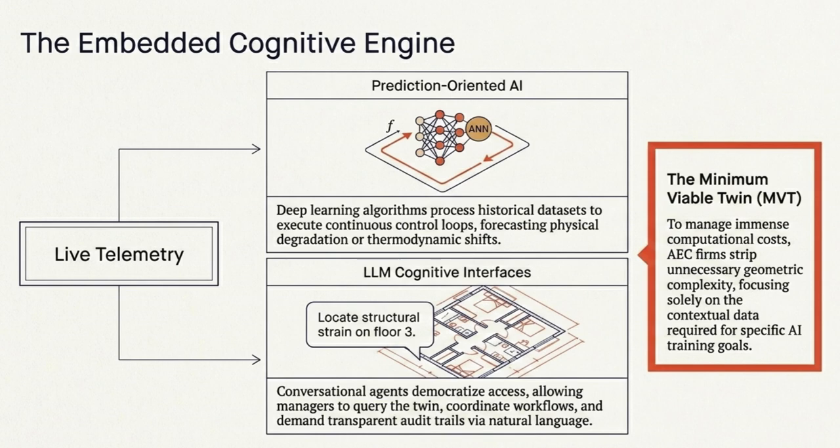Now we add the cognitive engine. Think of this as the brain inside the digital twin. Live telemetry feeds AI models that predict problems, optimize controls, and explain what is happening. Large language model interfaces make the system easier to use, letting managers ask questions in natural language. The minimum viable twin, or MVT, is also important. It means we should avoid unnecessary complexity and model only what the AI actually needs to solve the task.